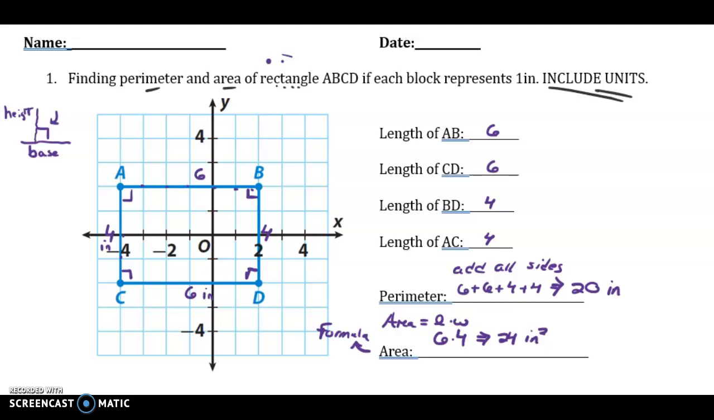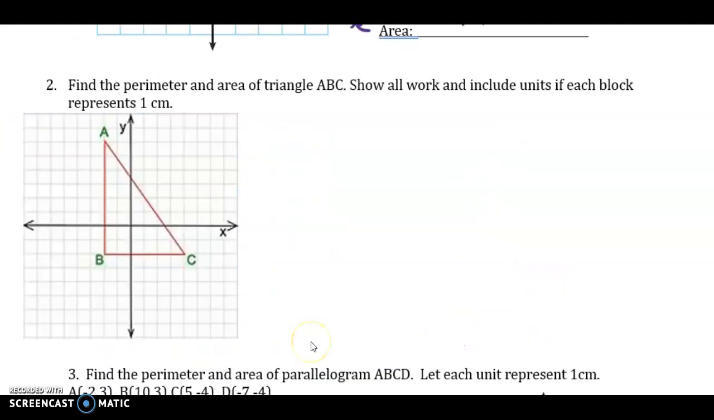All right, here we go. Number 2, change up the shape. Now you got a triangle. Find the perimeter and area of the triangle ABC. Should all work, include units, and each block, of course, represents 1 centimeter. A little different. So here we go. Let's go for the easy ones first. Your vertical and horizontal are always going to be the easy ones.